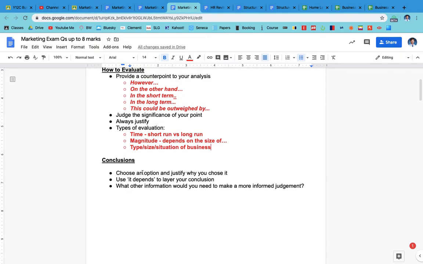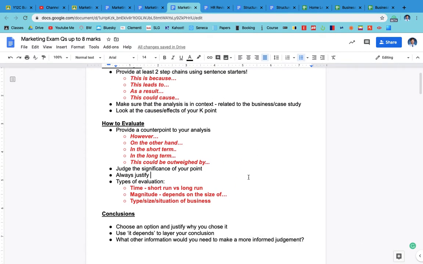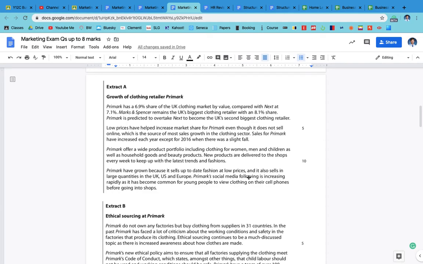And then conclusions, we need a final option, yes, no, one over the other, and justify why you've taken it. You could use "it depends", so it would depend on, and what other information might you need in order to make a better judgment. Okay? Hopefully when we're back in class we can do a bit more work on conclusions, because generally they're pretty rubbish in the mock. Okay?